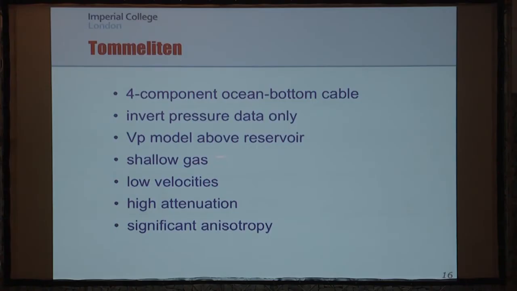There's shallow gas in this section which causes problems. The shallow gas has very low velocities, it has high attenuation, and there's a lot of anisotropy in this section, and I think that's probably the other thing that's critical about applying FWI to field data. I think absolutely everywhere in the world there is anisotropy. Here it's quite high, but there's always anisotropy.